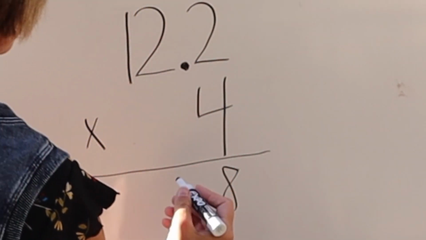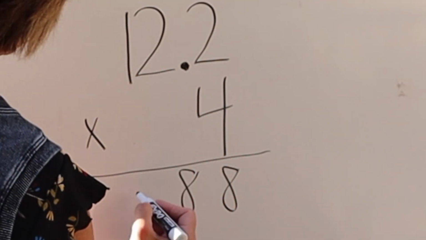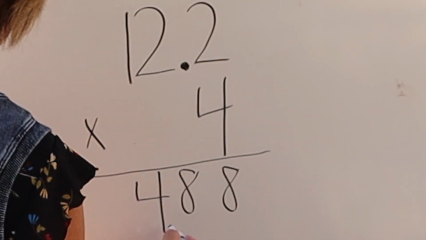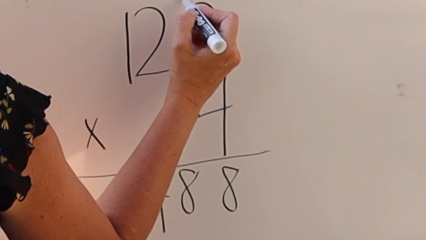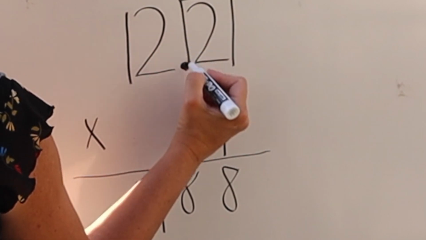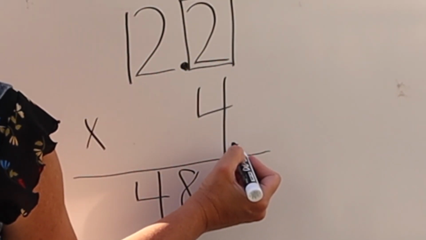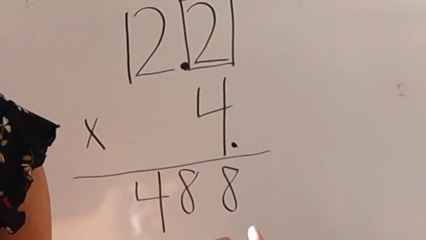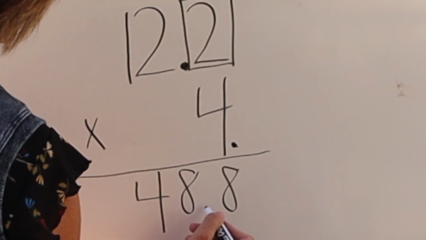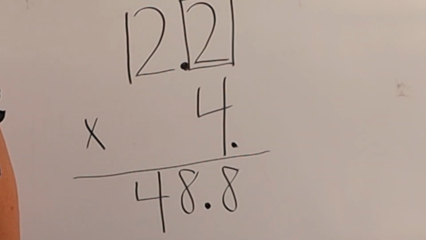4 times 2 is 8, 4 times 2 is 8, and 4 times 1 is 4. Now I need to put the decimal point in my answer. So I count how many numbers are after the decimal point in the problem. So there's 1. No digits after the decimal point here because it would be after the 4, so all the numbers are in front of it. So there's 1 number after the decimal point in the problem, so I put 1 number after the decimal point in my answer.